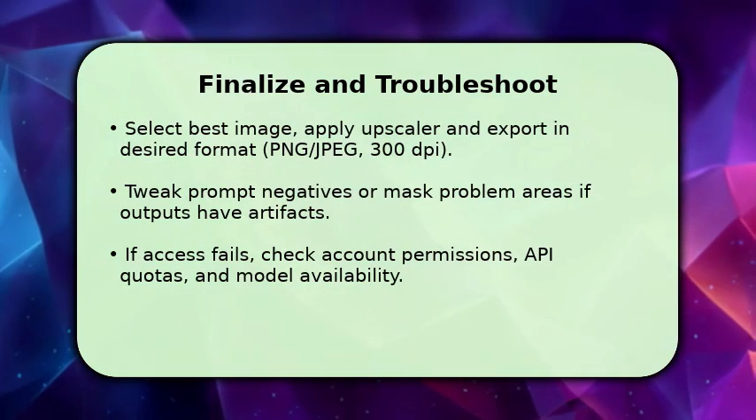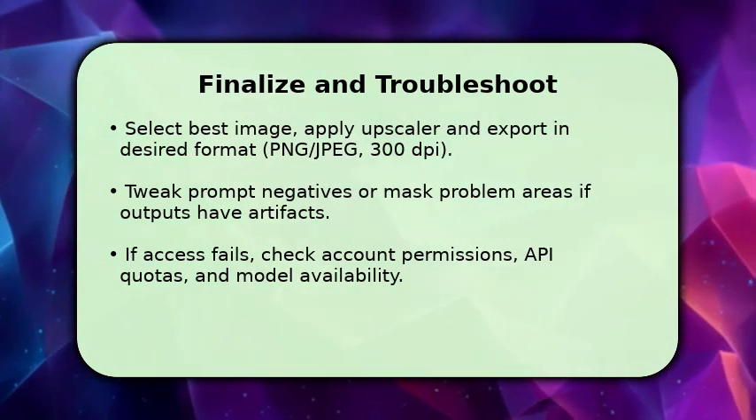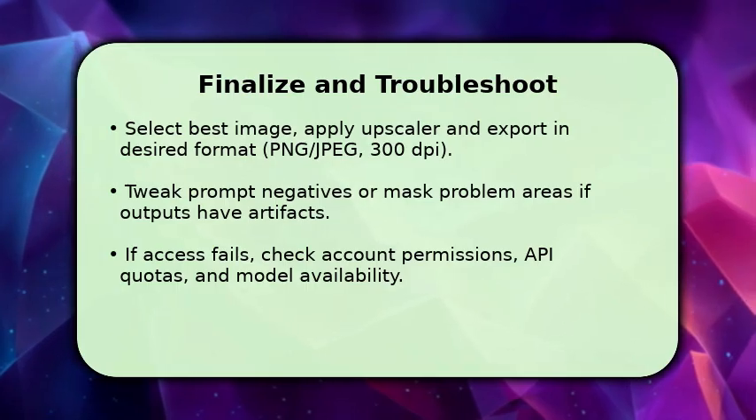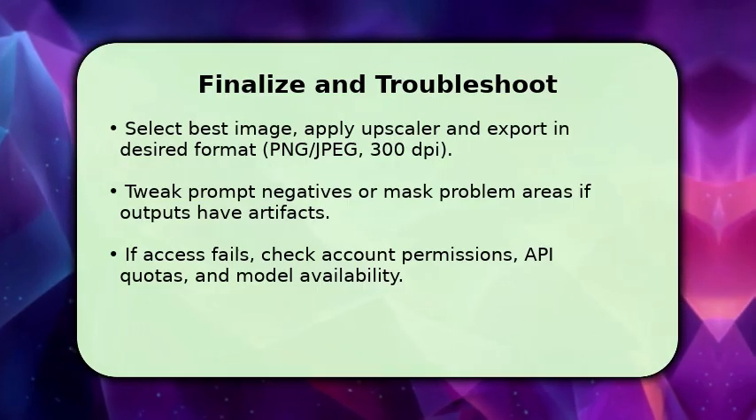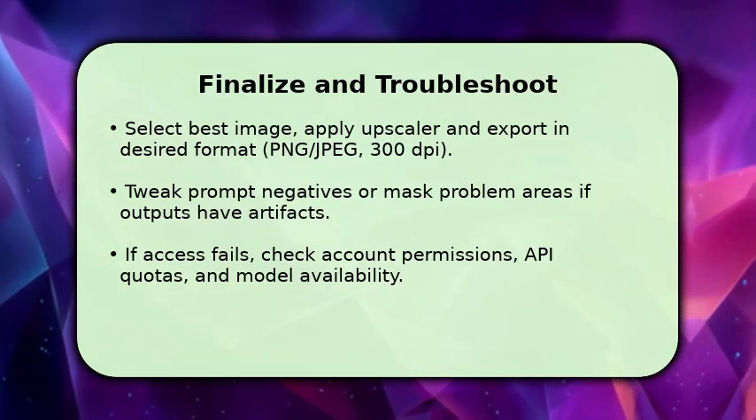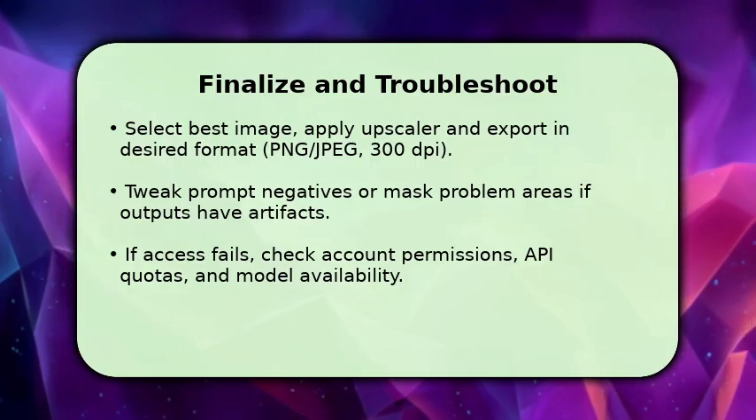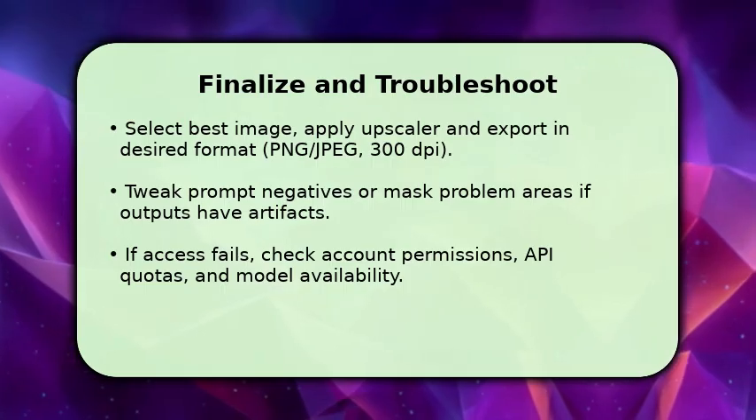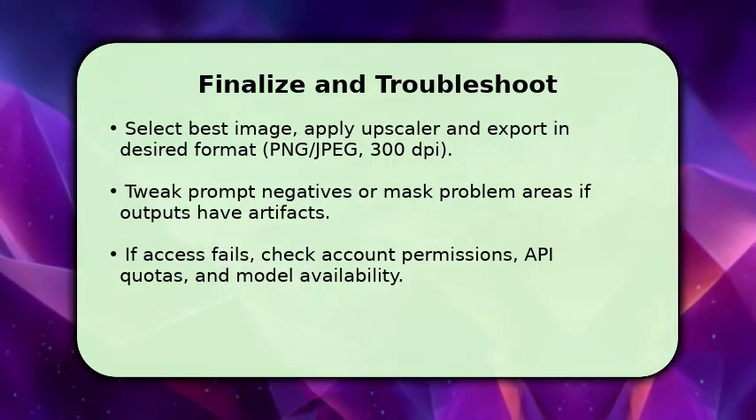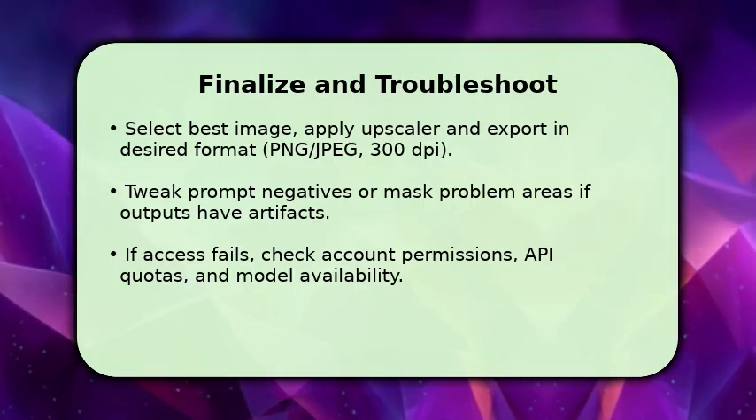You finish by picking the strongest result, applying an upscaler if you need print quality, and exporting as PNG or JPEG at target DPI. If the image has unwanted elements, mask and in-paint those regions or add clear negative prompts to block artifacts.